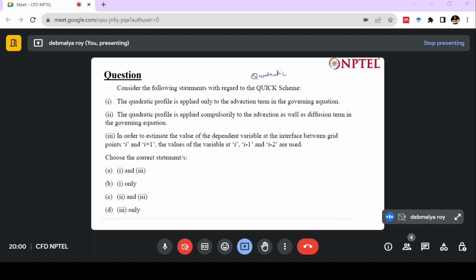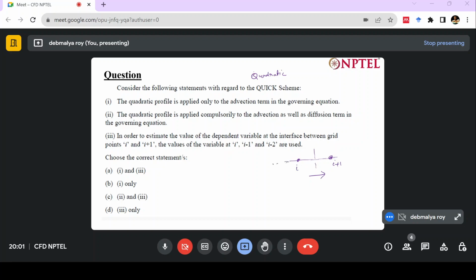So Q in QUICK stands for quadratic. So we have a quadratic form function, a quadratic profile function. How is this being used? Again, if we draw the interface, let's say this is I plus 1, this is I. That's what we have been doing so far. Let's take the flow direction to be this way. If this is the flow direction, what does this QUICK scheme do?